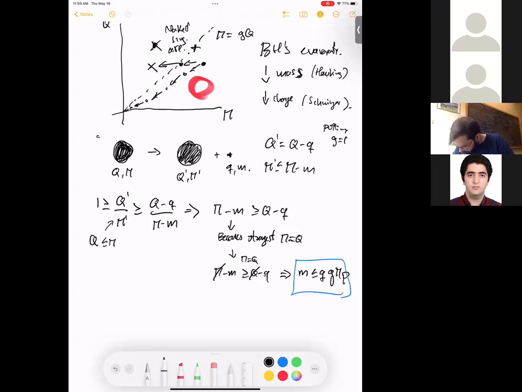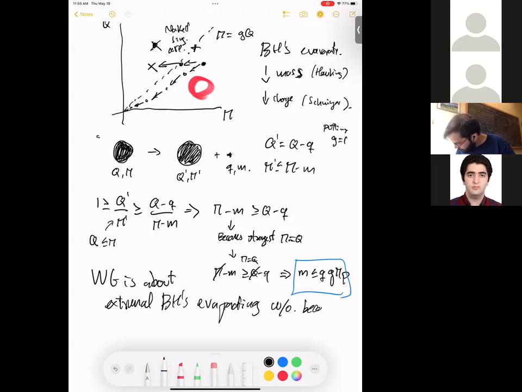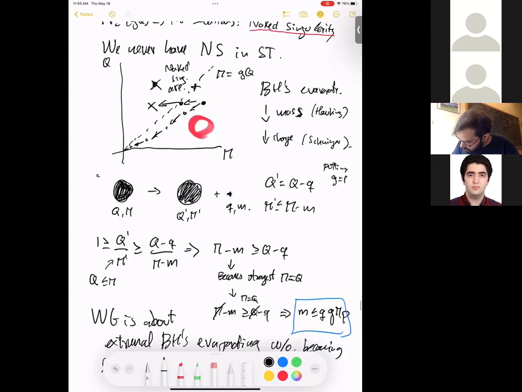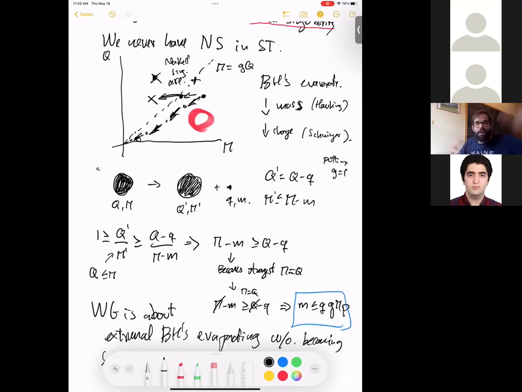So the weak-gravity conjecture is about extremal black holes evaporating without becoming super extreme. If you have a weak gravity particle, you ensure that the black hole evaporates like this, and you avoid the bad decay channels like that. Okay, so that was just a very quick review of the weak gravity conjecture. Are there any questions about this and about this motivation for the weak gravity conjecture?